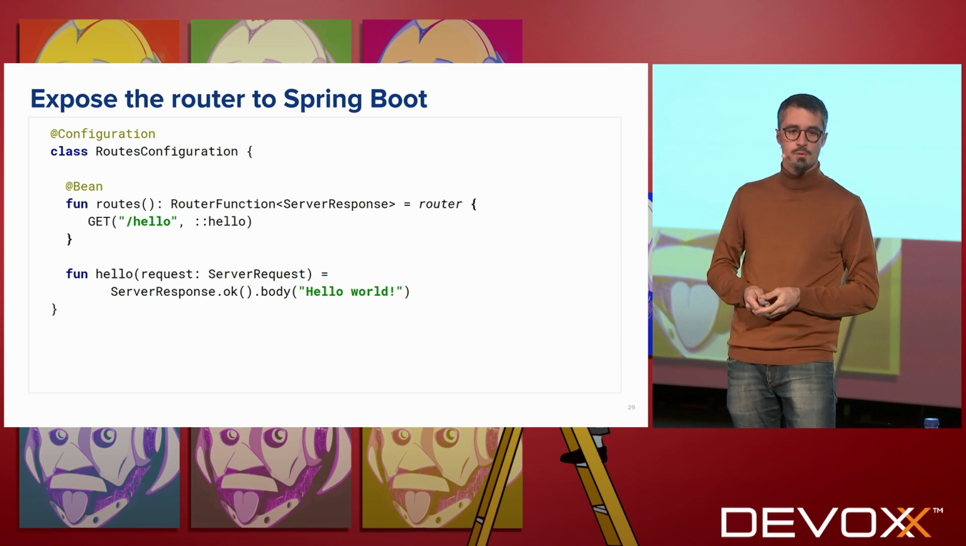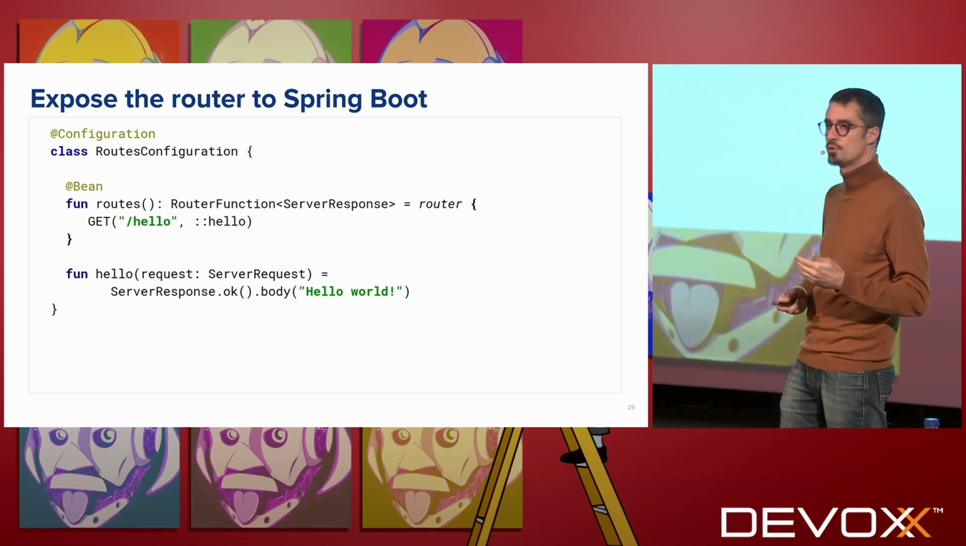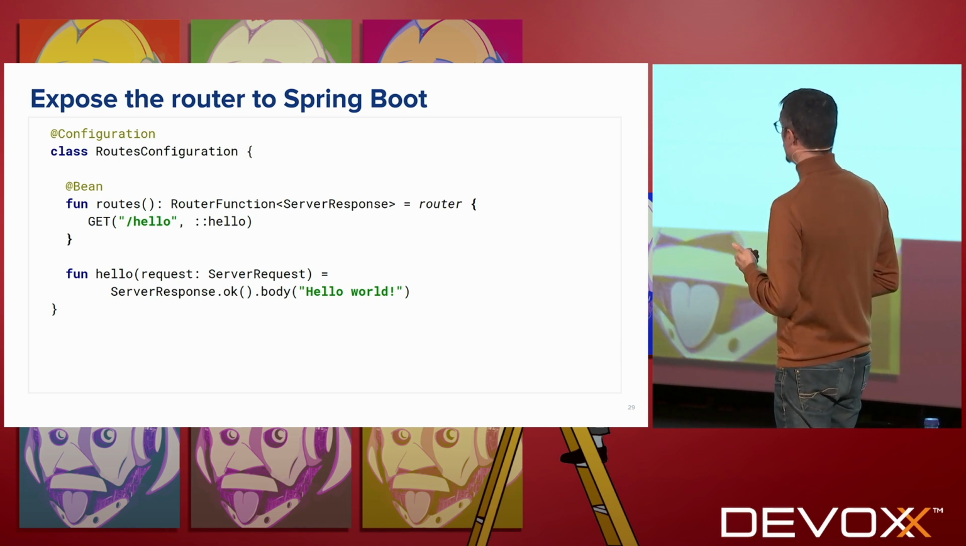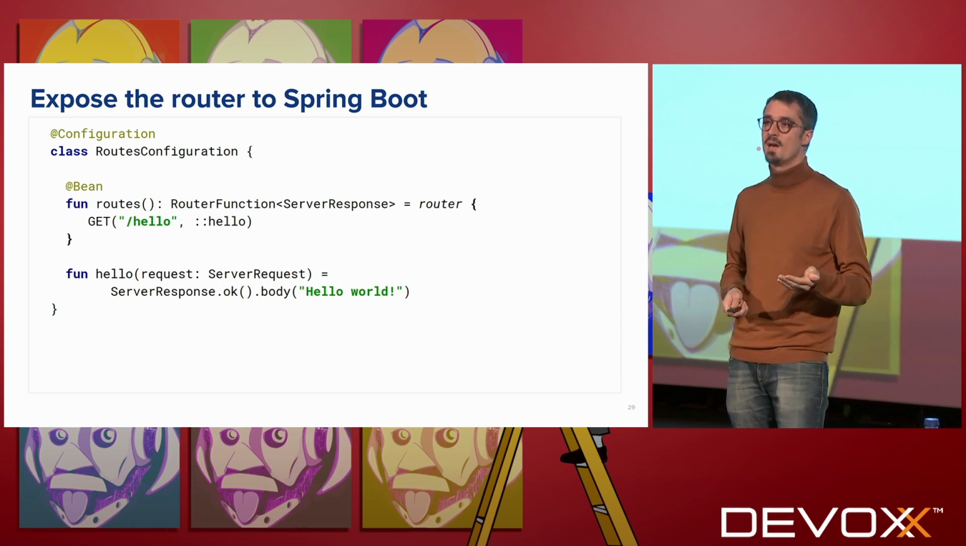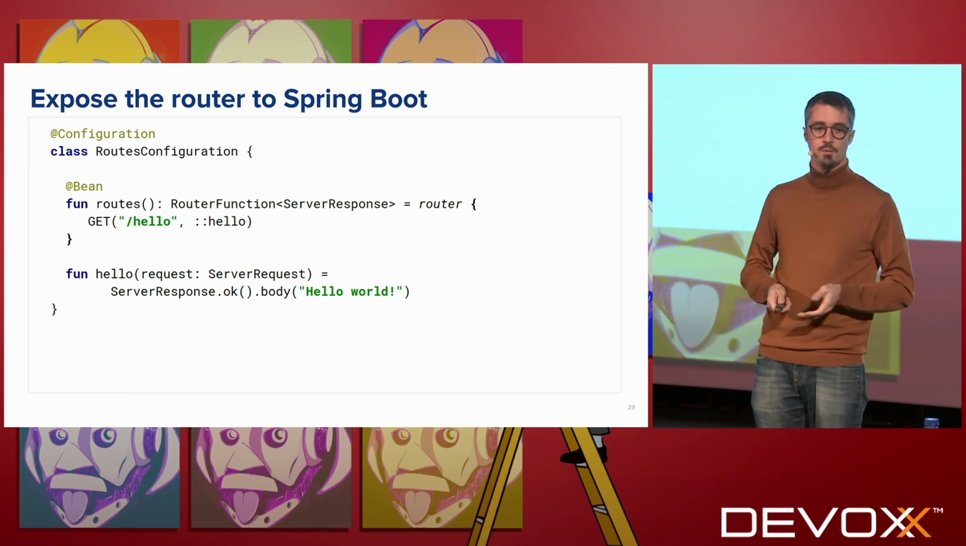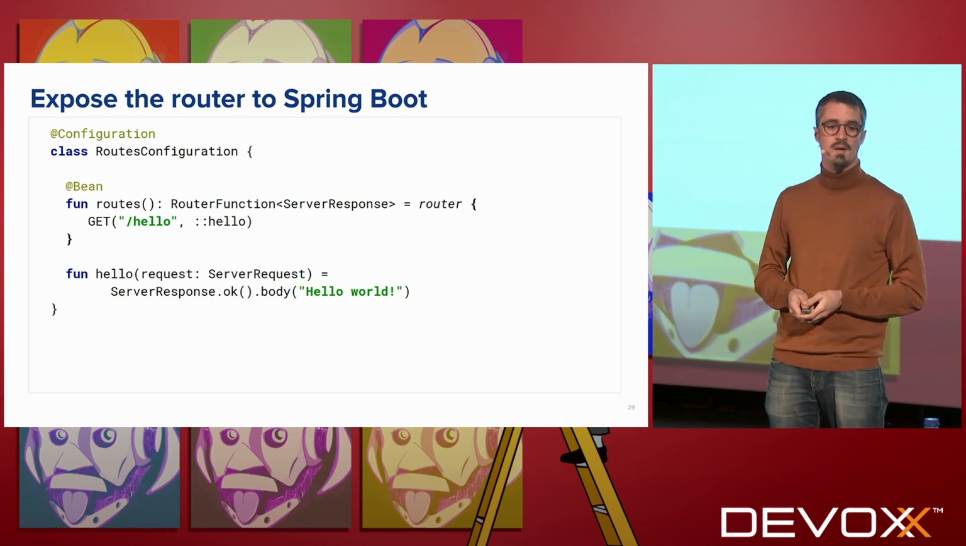You can then expose the router to Spring Boot. To expose the router, you just have to publish a RouterFunction bean, which will be automatically used by Spring Boot, and your endpoint will be available.